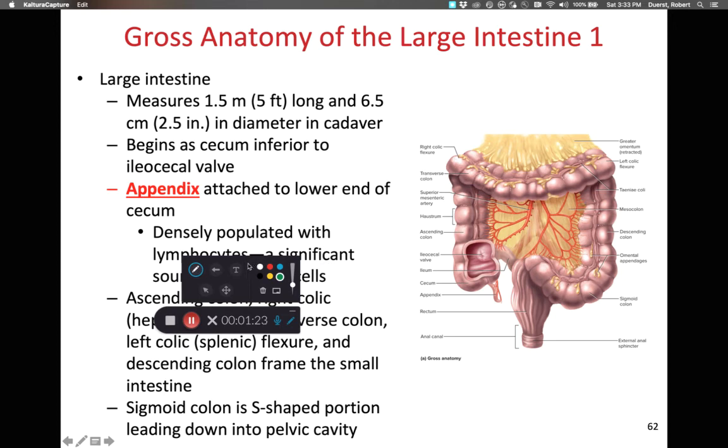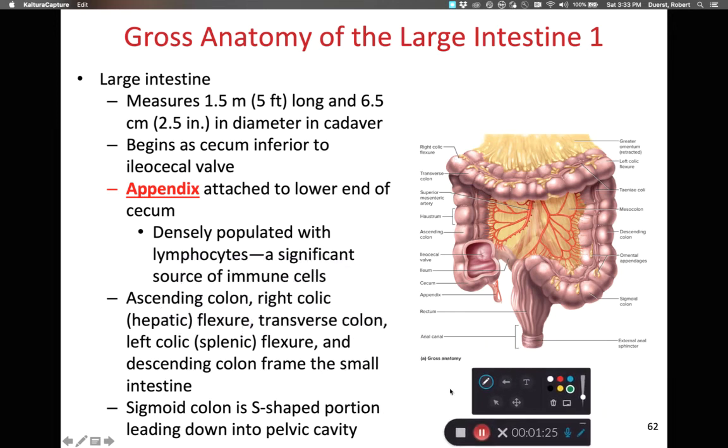So, as we look at our large intestine, it's about 1.5 meters, 5 feet long. And it starts at that cecum right here. And as we look at the large intestine, there's the much maligned appendix, which is going to extend inferiorly from the cecum. It's about the size of our pinky, and it has a very dense concentration of lymphocytes.